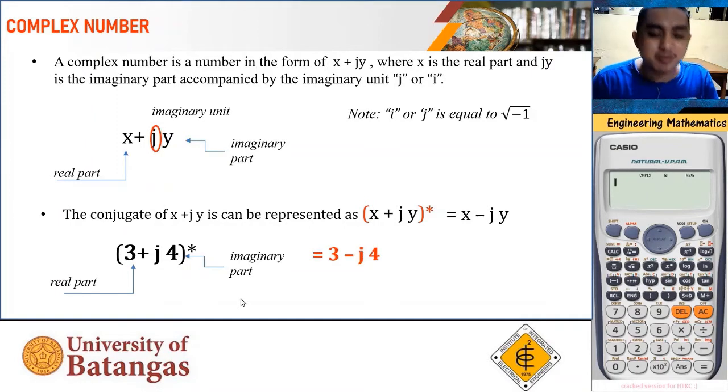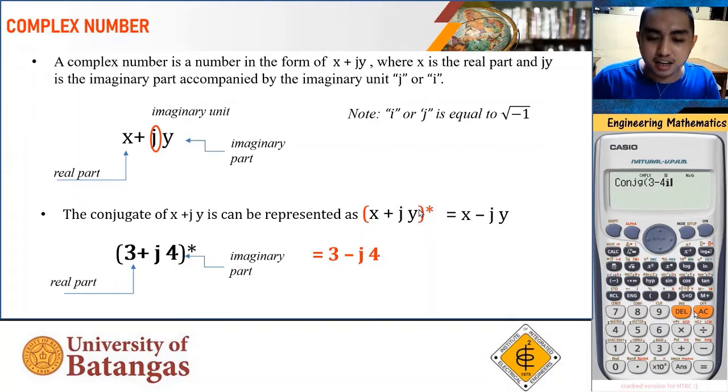Okay, so paano naman natin gagawin ito kapag pipindutin natin sa calculator? Make sure na yung ating mode ay nasa complex. Okay, so shift, complex, which is number 2, then conjugate, number 2. Okay, so 3 minus j4. Wala pong j sa calculator. Ang meron lang sa calculator is i. So ang gagawin natin is 3 minus 4i.